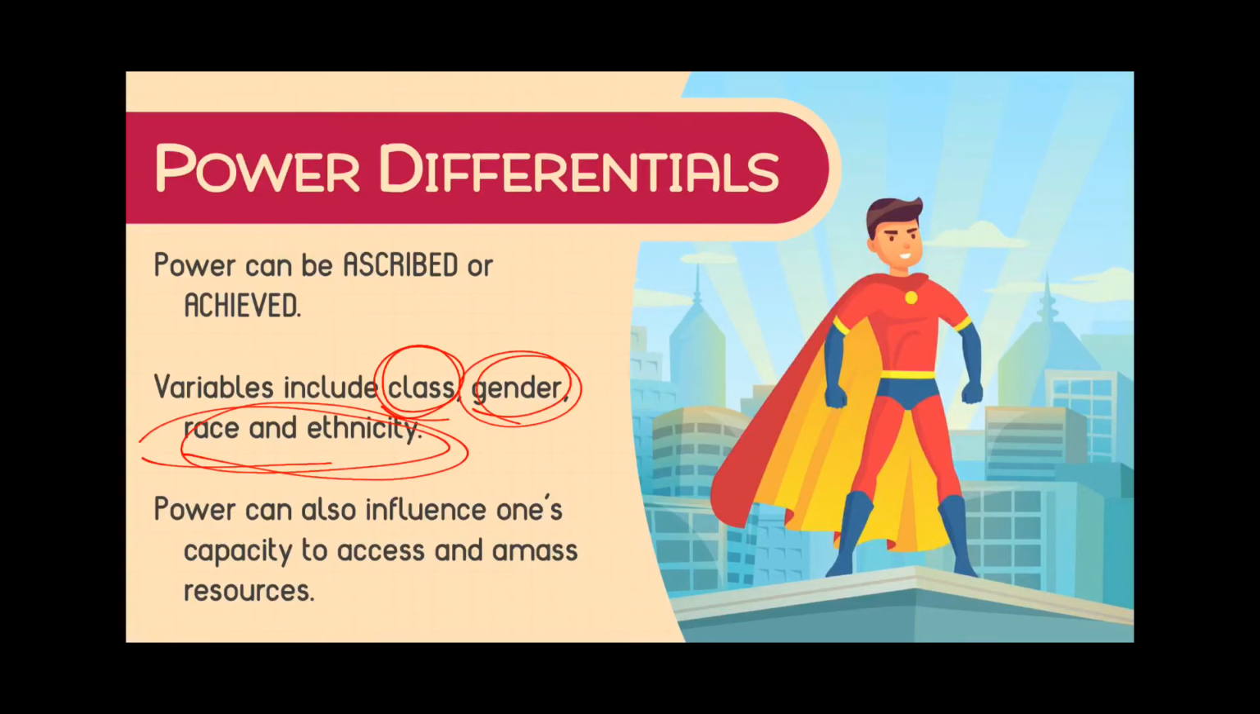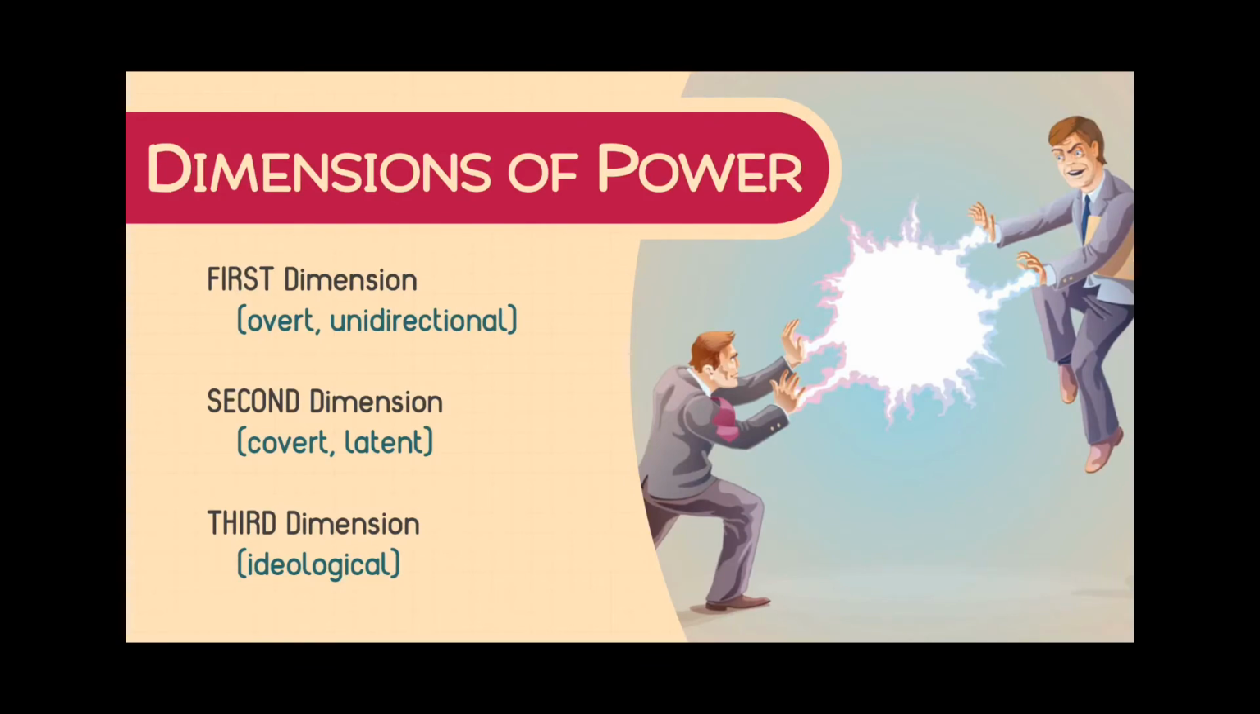And of course, when the person or the group of people have more power, they have also increased influence to other people's capacity to access and amass resources. And usually the tendency is those people who have more power because of their economic position, because of their gender, and because of their ethnicity, usually take more resources from other people because of the means that they already have. Now, there are three dimensions of power. The first dimension is overt and unidirectional.